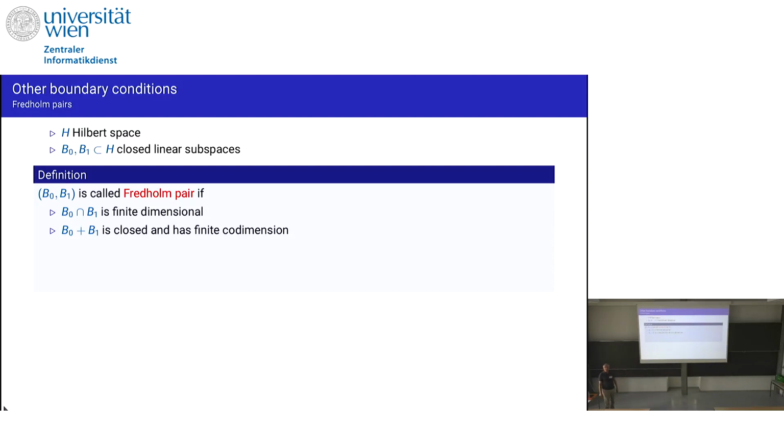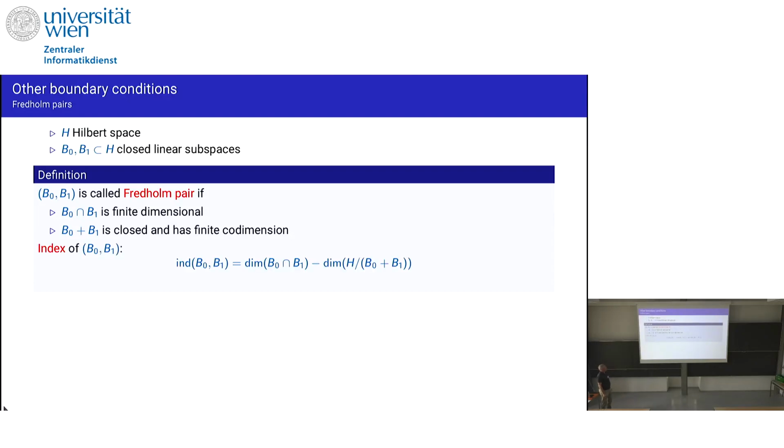And this can be conveniently formulated in the language of Fredholm pairs. So what's a Fredholm pair? So you have a Hilbert space, you have two closed linear subspaces, and then the pair of these subspaces is called a Fredholm pair if they are almost a direct decomposition of your Hilbert space, in the sense that the intersection may not be 0, but it's finite dimensional, and the sum may not be the whole space, but it's closed and of finite codimension. So similar to a Fredholm operator being one which is invertible up to finite dimensional errors, a Fredholm pair is a decomposition of your Hilbert space as a direct sum up to finite dimensional errors, roughly speaking.